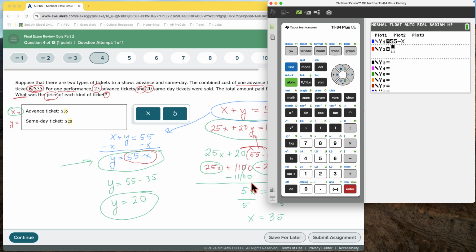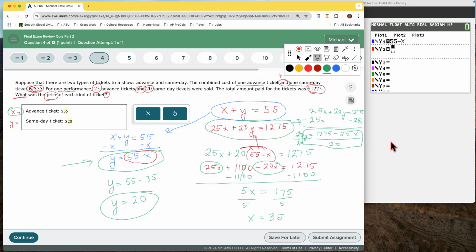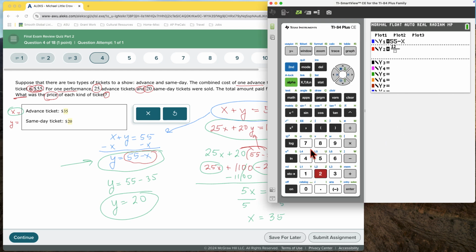So now I can put in, I forgot what I need, 1275 minus 25x. Because I'll see this done a lot. If you don't do this and you just put the divide and you do this, you won't get the right answer because you don't have the total numerator in the right place. It's doing order of operations, right? So this is a nice way to make sure you get everything done correctly. Divided by 20.